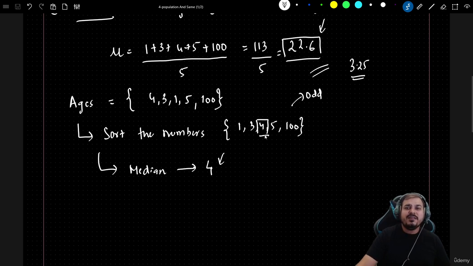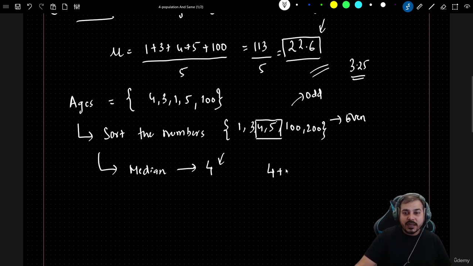Now you may be thinking, Krish, what if I add one more number? Let's consider that after 100, I add 200, right? So in this particular scenario, let me write down the numbers once again: 1, 3, 4, 5, 100, 200, right? Now since the number of elements here is even, how do I take out the central element? In this case, guys, always understand the central elements will be 4 and 5, and we can use both elements and calculate the average of them. Once I calculate the average, it will be nothing but 4.5.